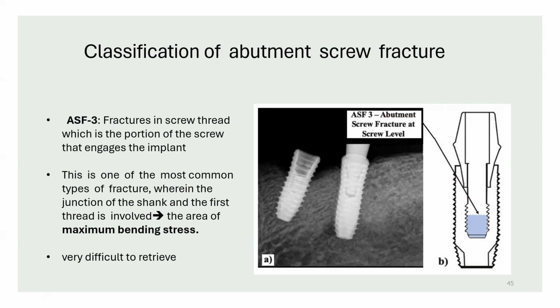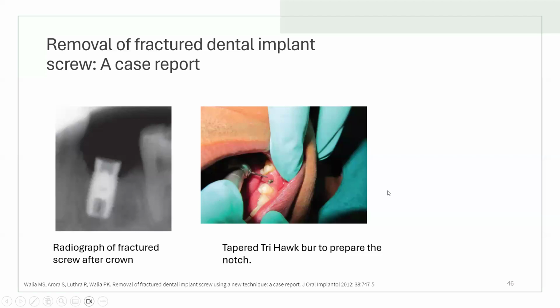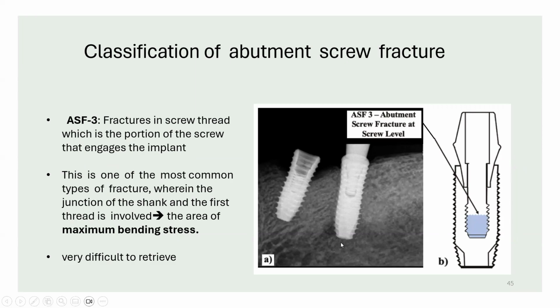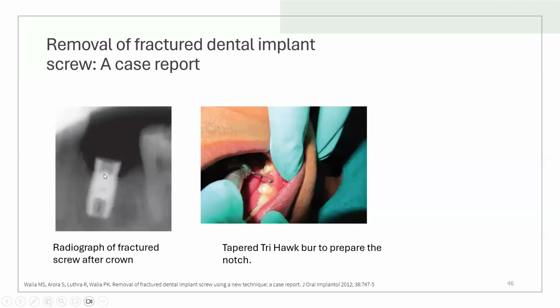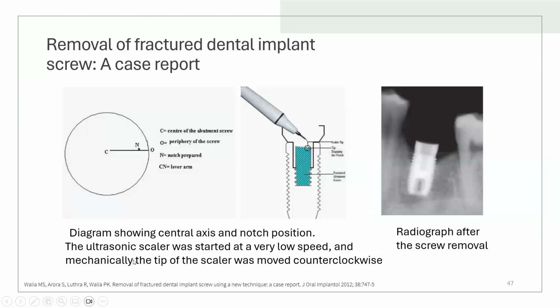Okay. Now there are plenty of techniques to retrieve or to remove the screw according to the position of the screw. But I only have one here for class 2. You can see here in the X-ray, it's class 2, and almost at the shank level. So here is the X-ray of the fractured screw after crown removal. Sorry, I forgot to add here after crown removal.